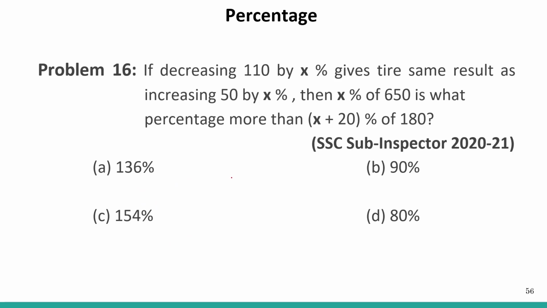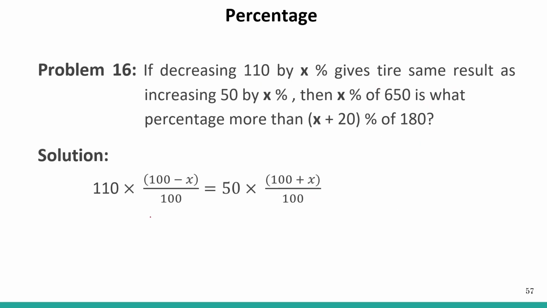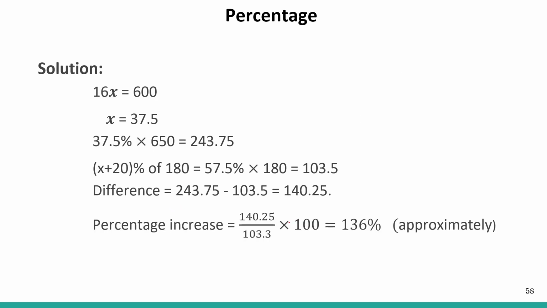If decreasing 110 by x% gives the same result as increasing 50 by x%, then x% of 650 is what percentage more than x plus 20% of 180? We want to convert this word problem to an algebraic equation. The equation will be 110 into 100 minus x whole by 100 is equal to 50 into 100 plus x whole by 100.